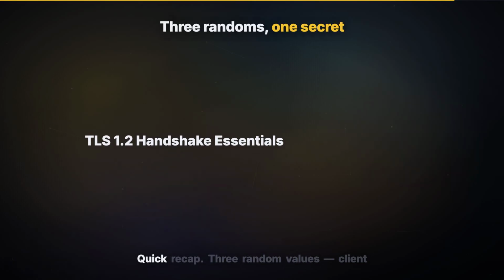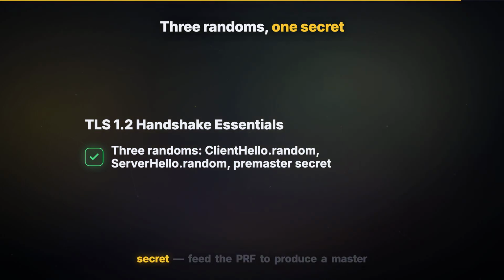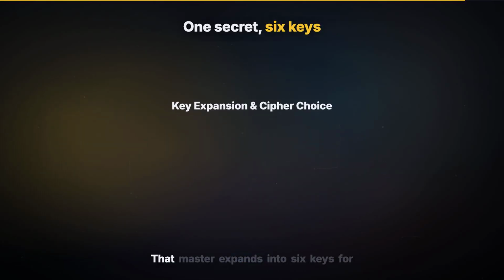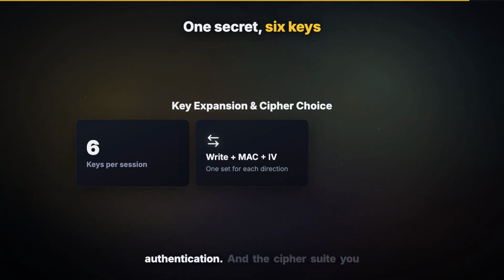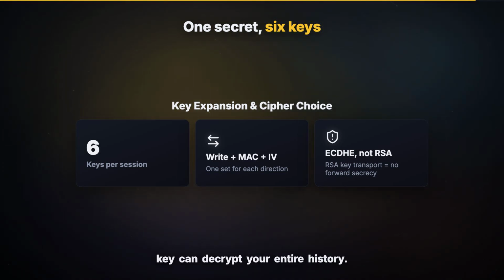Quick recap. 3 random values: client random, server random, and premaster secret. Feed them to the PRF to produce a master secret. That master secret expands into 6 keys for bidirectional encryption and authentication, and the cipher suite you pick determines whether a stolen private key can decrypt your entire history.